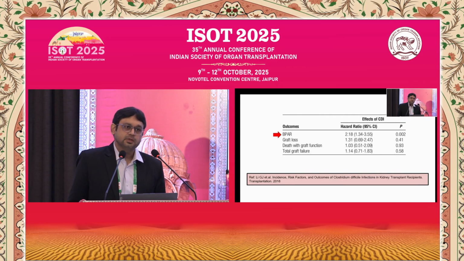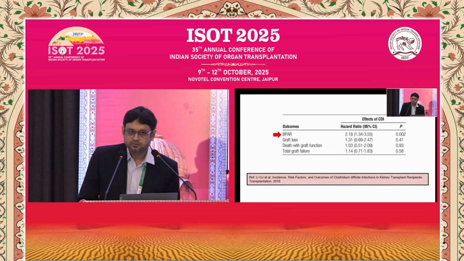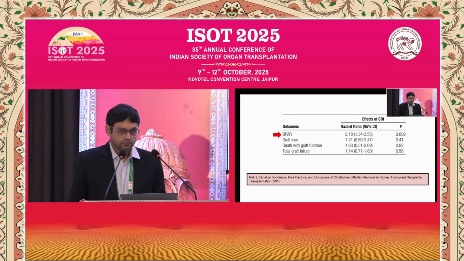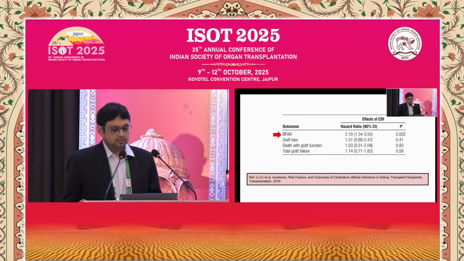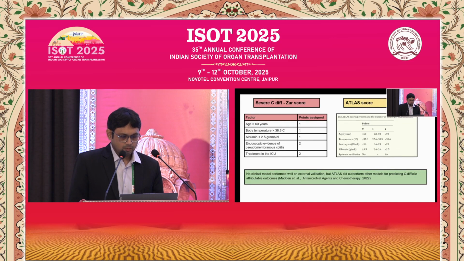Now remember, C. diff is a colitis. It is very rarely an enteritis. So usually it is not something which is associated with reduced levels of immune suppression. So the immune suppression absorption is not a major issue here, but yet there are studies which show that these patients could be at an increased risk of biopsy-proven acute rejection.